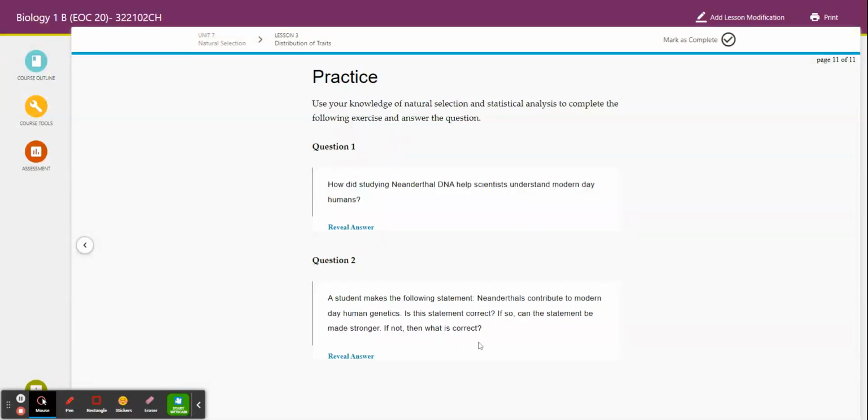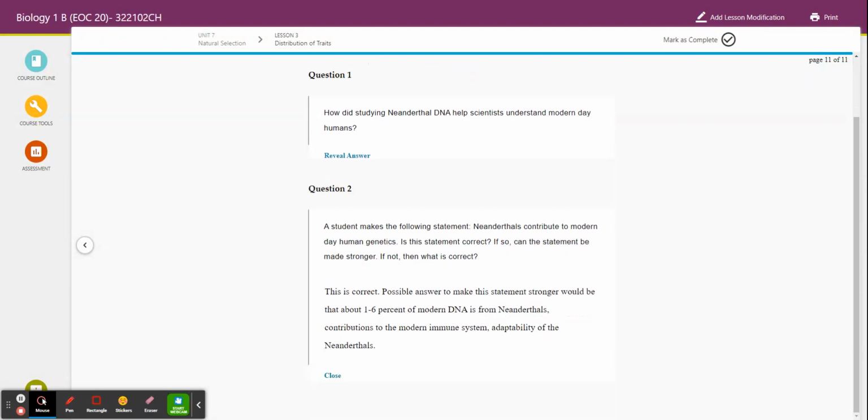Question number 2. A student makes the following statement. Neanderthals contribute to modern-day human genetics. Is this statement correct? If so, can the statement be made stronger? If not, then what is correct? This is correct. The possible answer to make this statement stronger would be that about 1 to 6% of modern DNA is from Neanderthal contributions to the modern immune system, adaptability of the Neanderthals.